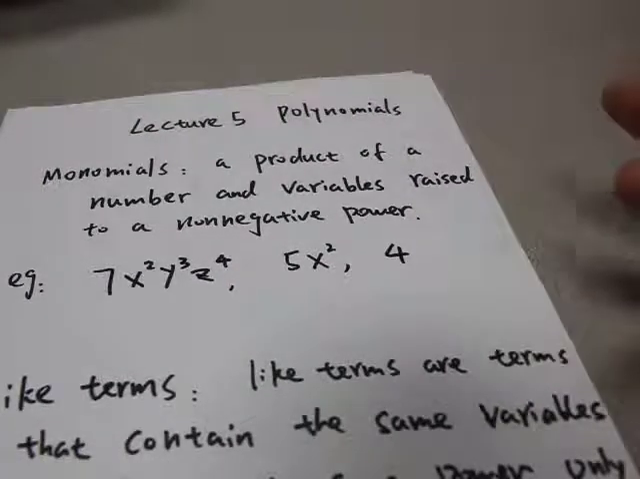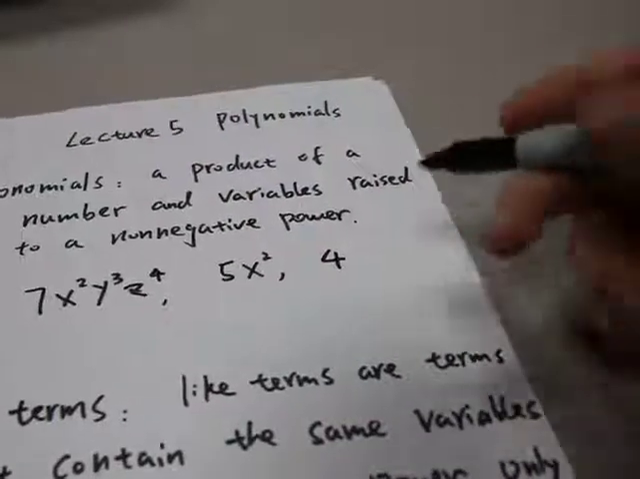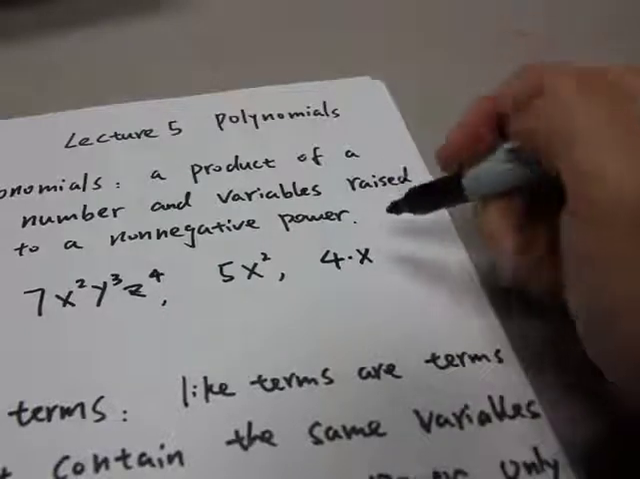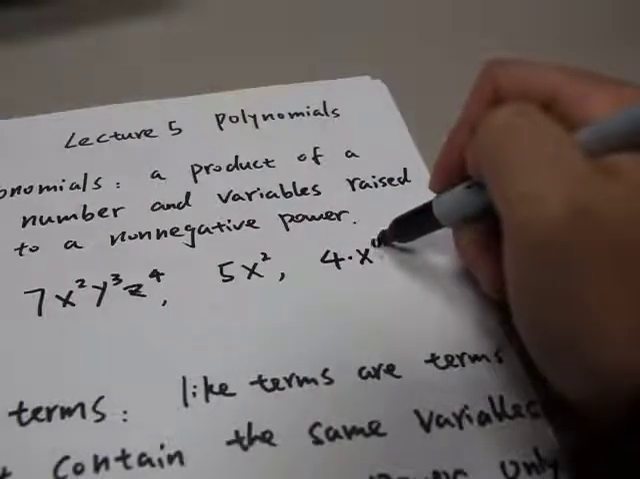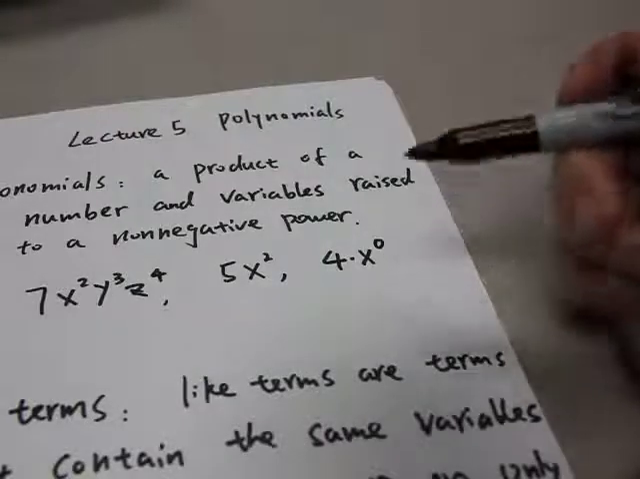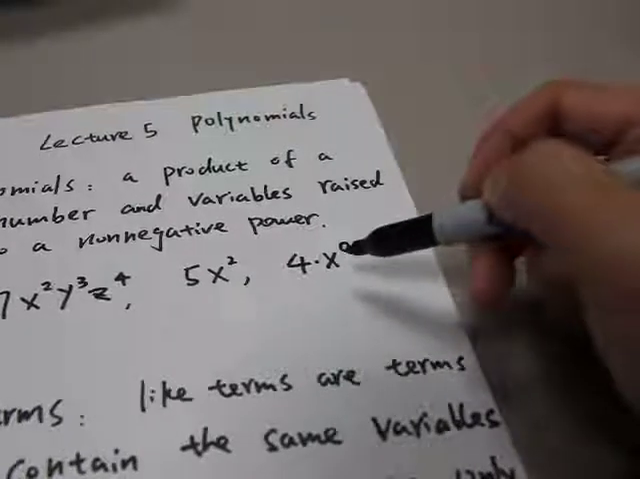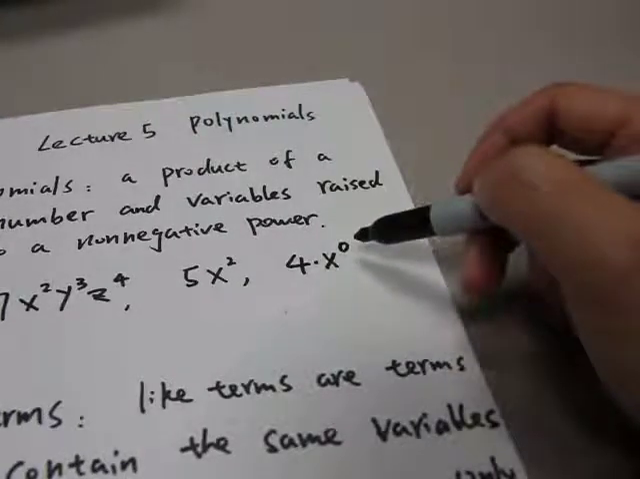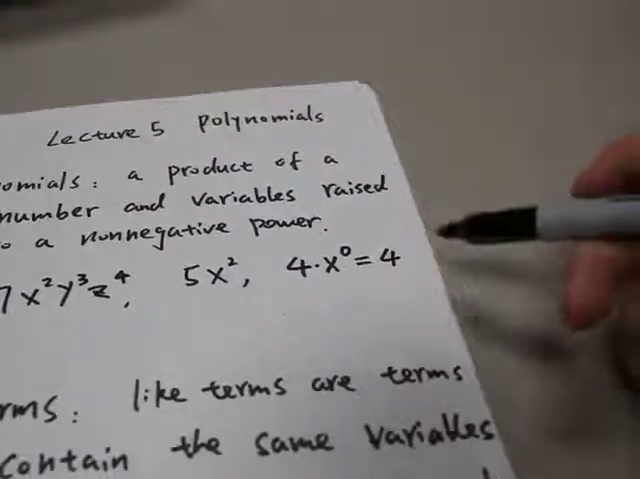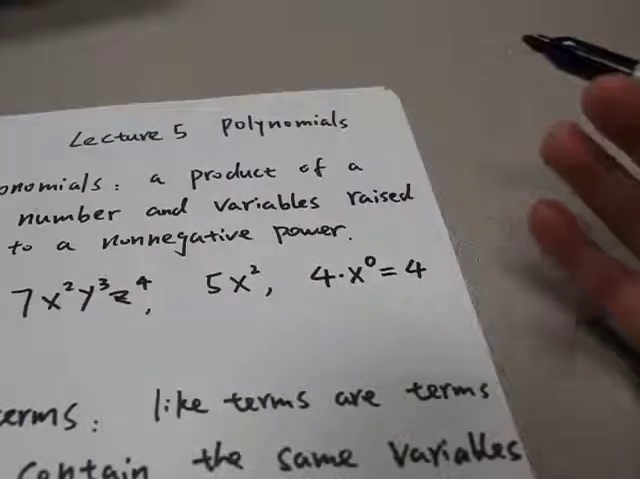You may wonder why. Where is the variable? So in this case, you can think the variable is x, and this variable is raised to the power of 0, because 0 is also a non-negative number. And from exponents, we know when x is raised to the power of 0, this is 1. So that's why that's 4. So any constant is also a monomial.